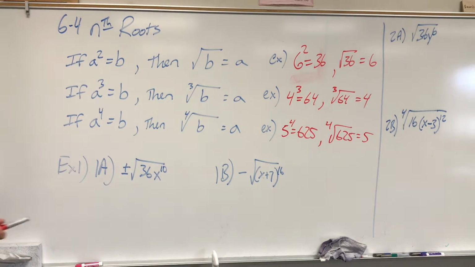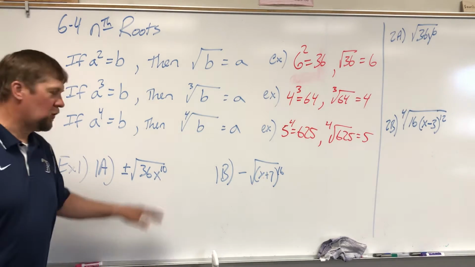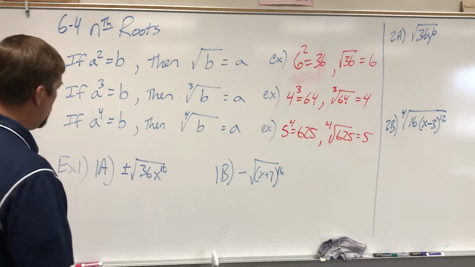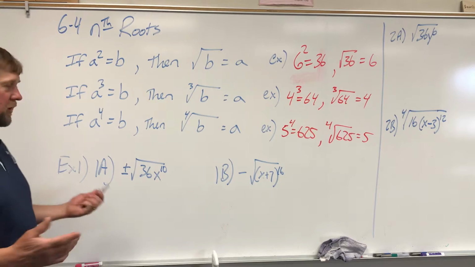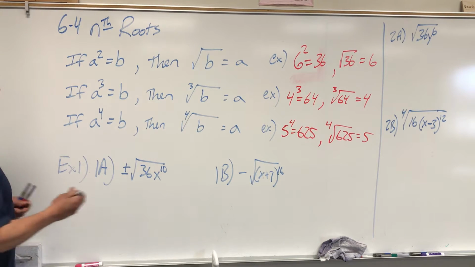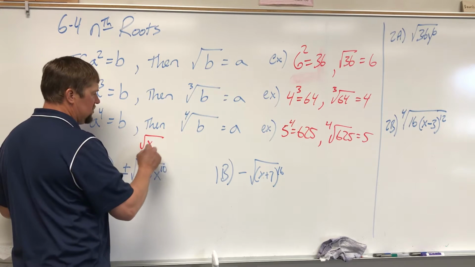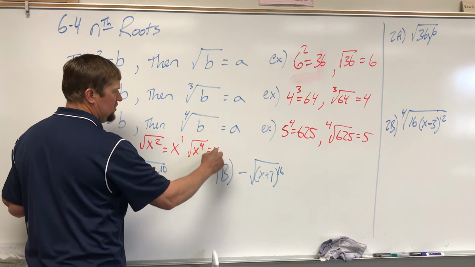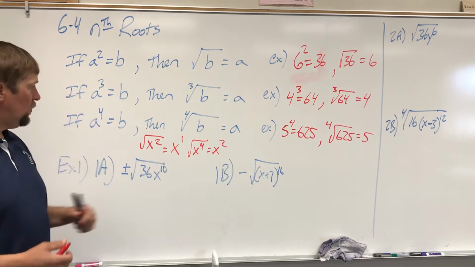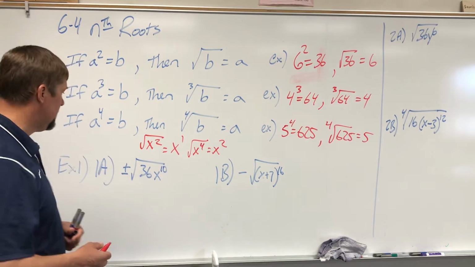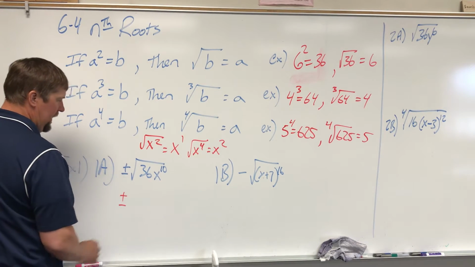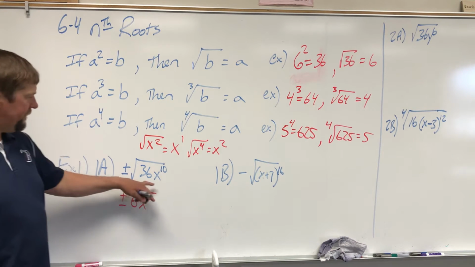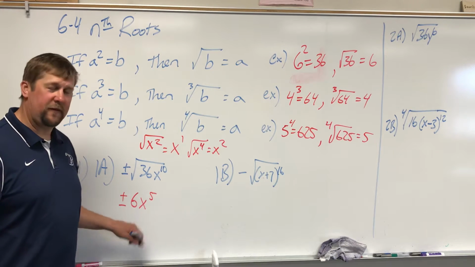All right, when you do this, this is where all of a sudden they throw in variables, and I'm going to talk a little bit about that. When you are taking the square root of a variable, and maybe we've done enough of this that you understand it, if you have the square root of x squared, it's just x to the 1st. The square root of x to the 4th is x squared. You're always taking half. When you're taking the square root, you're taking half the exponent. In this one, it's plus or minus, because that just continues down, 6x to the 5th. So it went from x to the 10th to x to the 5th.